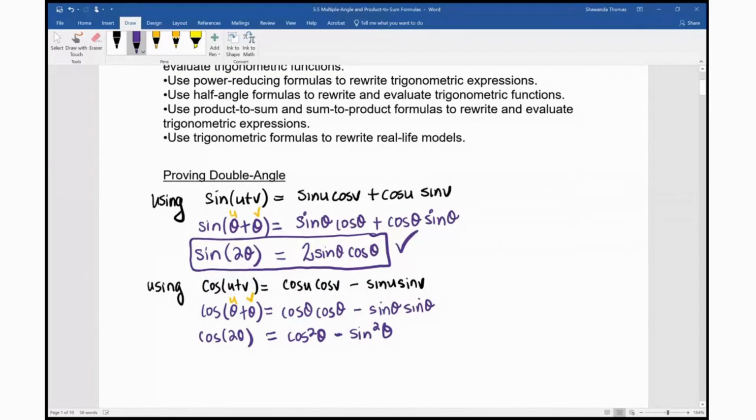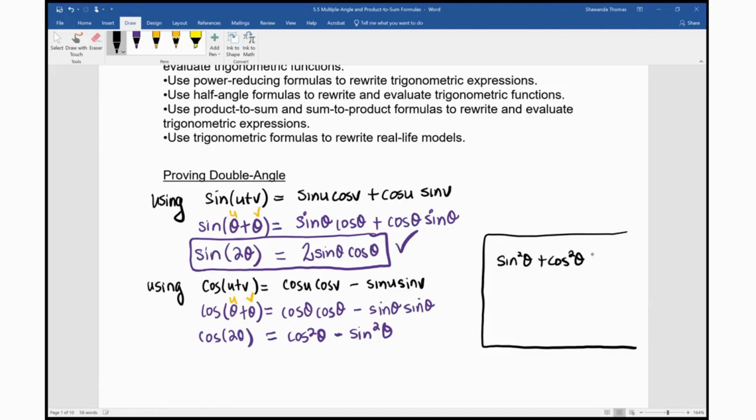The first trigonometric identity? Not that. Which one? What's my favorite one? Sine squared theta plus cosine squared theta equals 1. All right, sine squared theta plus cosine squared theta equals 1. Yep, that's one of the Pythagorean identities. We're going to use that one.